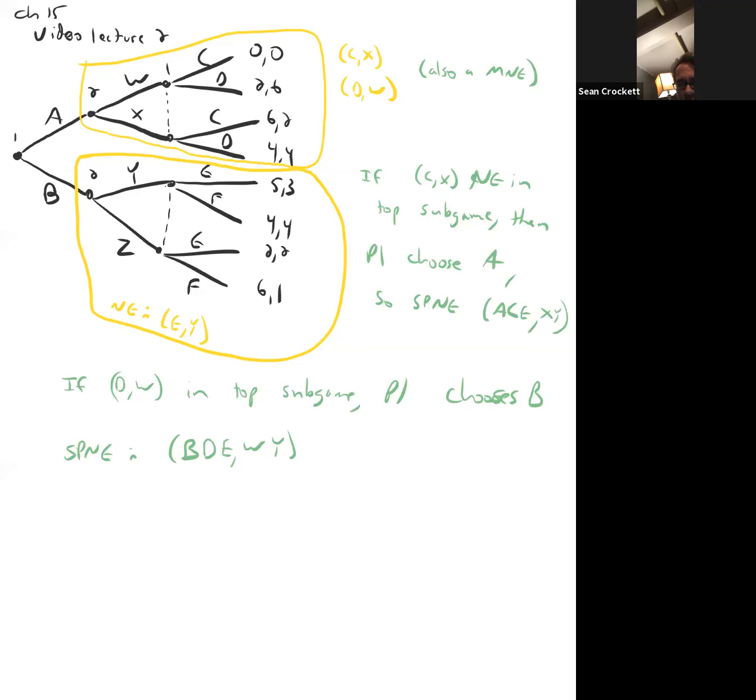These two pure strategies are subgame perfect because they implement an equilibrium of every subgame. All three subgames, the two yellow ones plus the full game, are played in equilibrium, and every player is doing the best they can in the full game. There's also one more subgame perfect Nash equilibrium, where the top subgame is played in the mixed strategy equilibrium. I showed that in the video lecture.